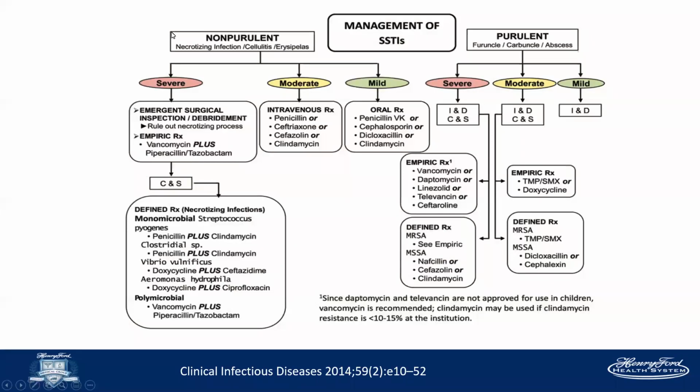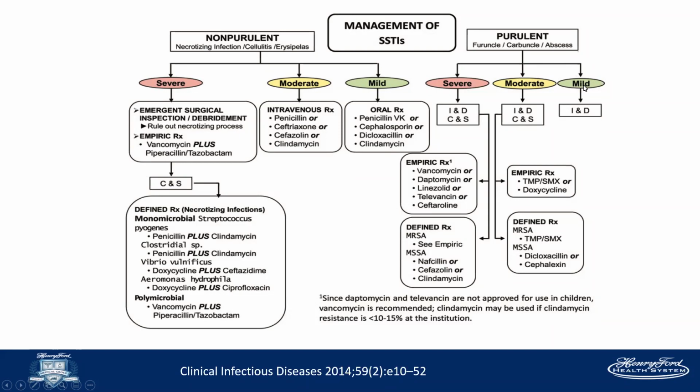So coming to the management of skin and soft tissue infections, this algorithm comes from the IDSA guidelines for skin and soft tissue infections, and this was in 2014. How the IDSA breaks it up is into 2 categories. You have non-purulent, and then you have purulent. Purulent is furuncles, carbuncles, or abscesses. And in this case, you would try to get I&D, try to get cultures and sensitivities.